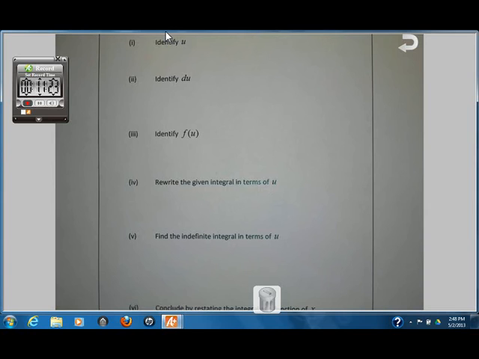Now, first, what is u? u is going to be the one inside the parentheses, so u is equal to x squared minus 7. Okay? Then, we take the derivative of u with respect to x.